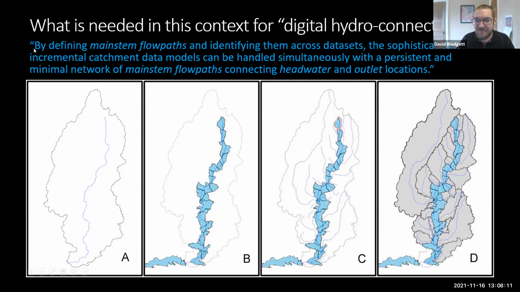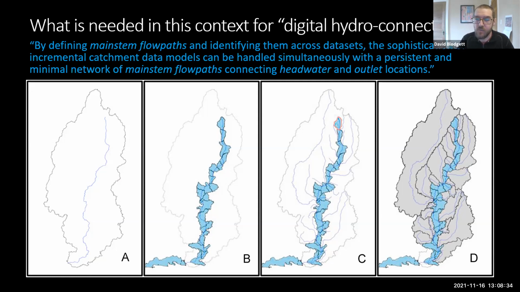By defining mainstem flow paths and identifying them across data sets, the sophistication of incremental catchment data models can be handled simultaneously with a persistent and minimal network of mainstem flow paths connecting headwater and outlet locations. So this is really the gist of the whole talk. I'm done. We can all go have lunch.